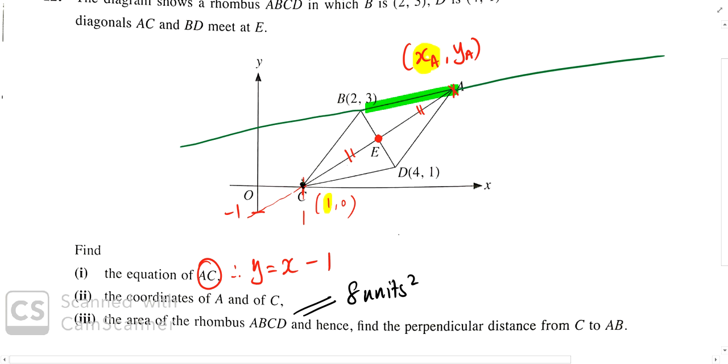From C to AB. Okay, so that is the perpendicular distance. We want to find this. My drawing is not very good, huh?